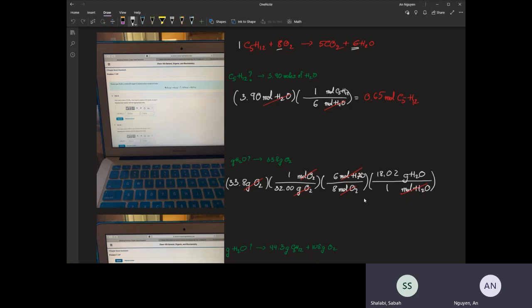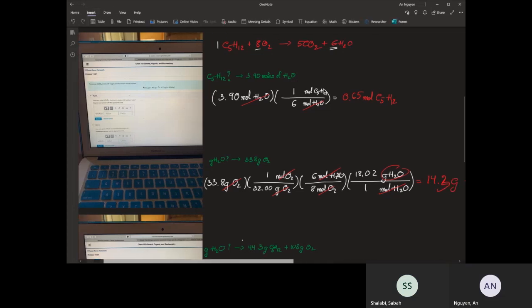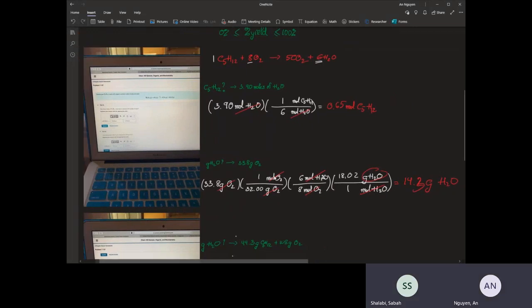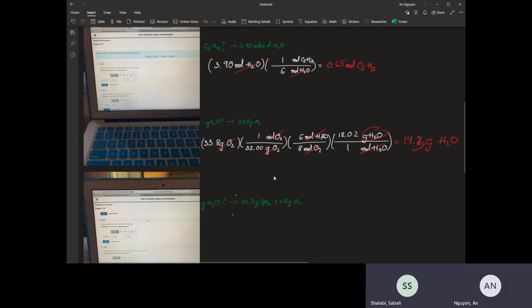So 33.8 divided by 32 times 6 divided by 8 times 18.02. That gives us 14.3 grams of H2O. You see it? Yes. Okay, 14.3.